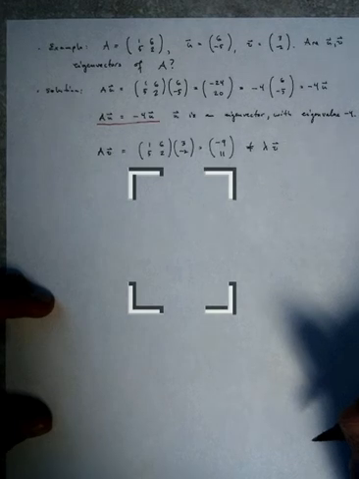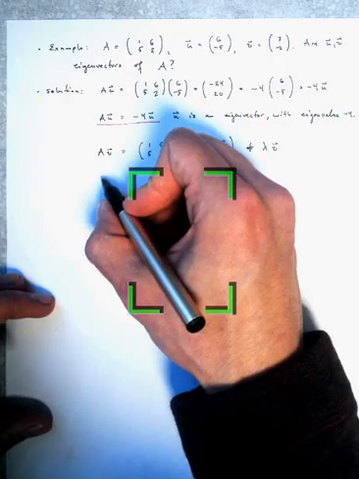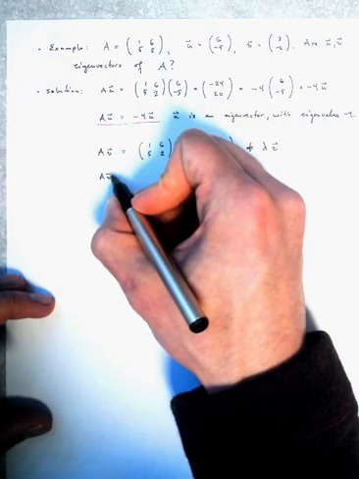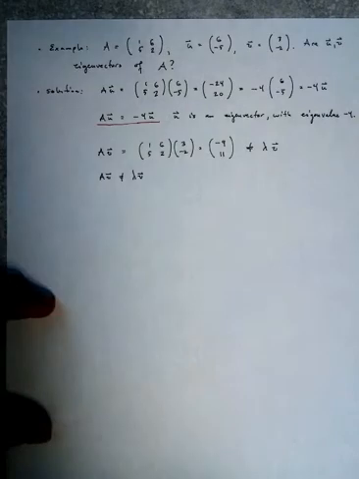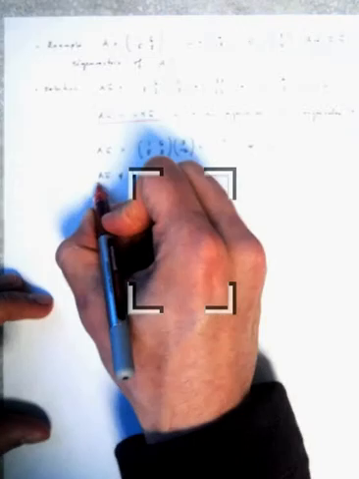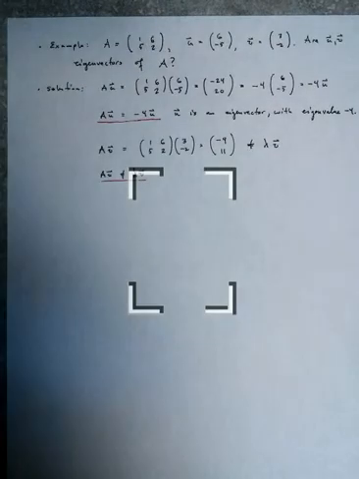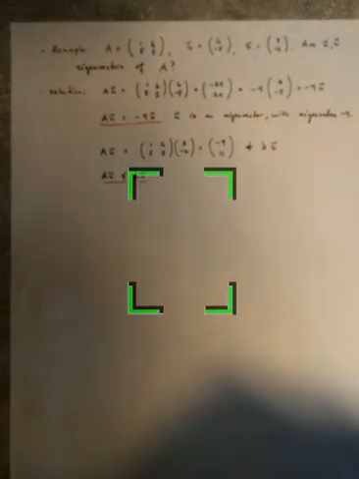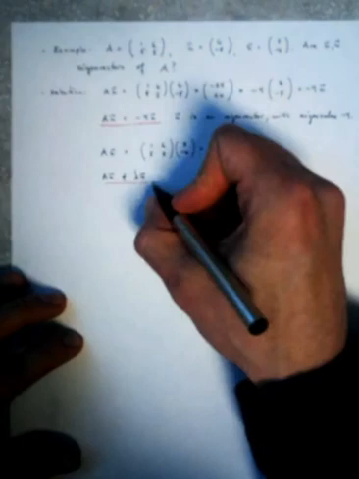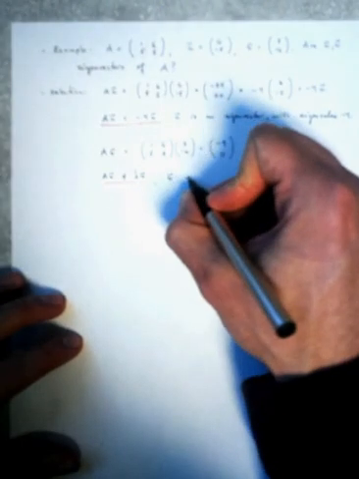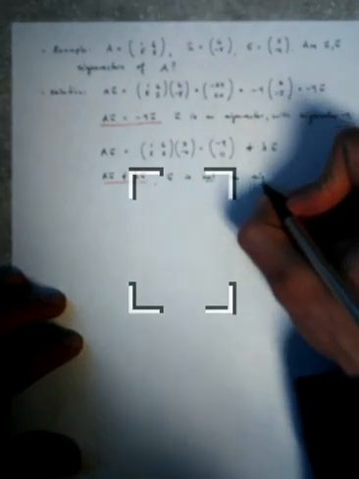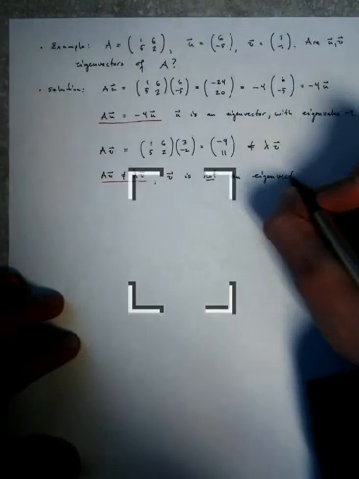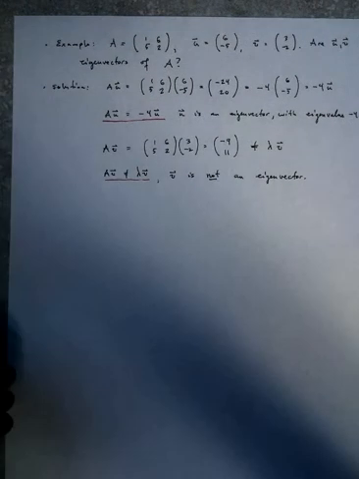So if A times V is not equal to lambda times V, remember this is the definition of an eigenvector, then V is not an eigenvector.